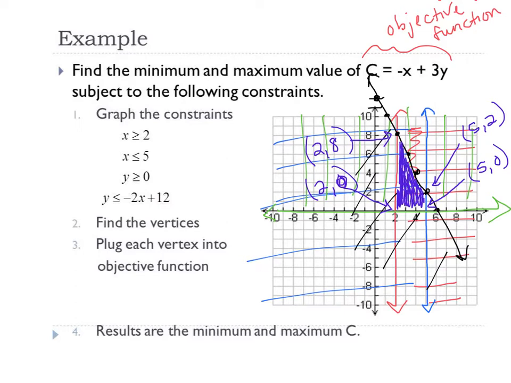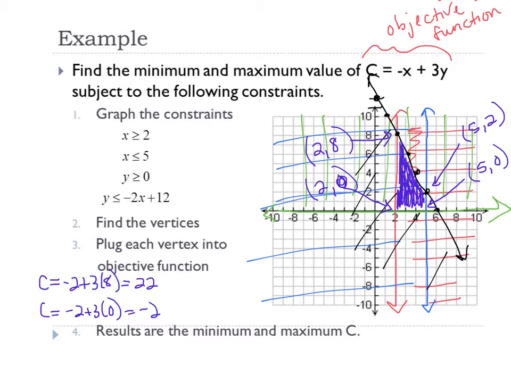Plug each vertex into the objective function, because every vertex is an x and a y, right? So C equals, we're going to start with 2, 8. Negative 2 plus 3 times 8, 24, 22. It's going to go down to 2, 0. Negative 2 plus 3 times 0 is negative 2.